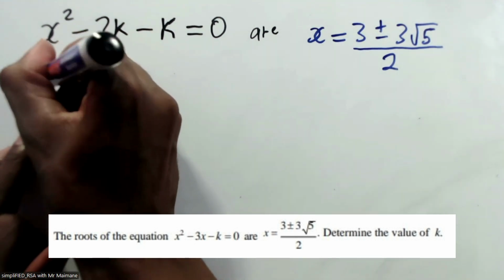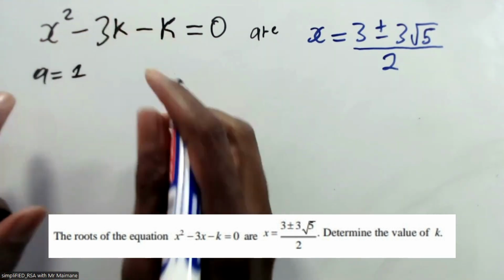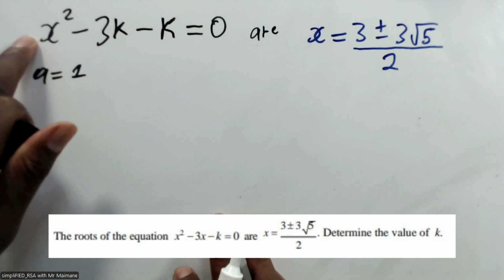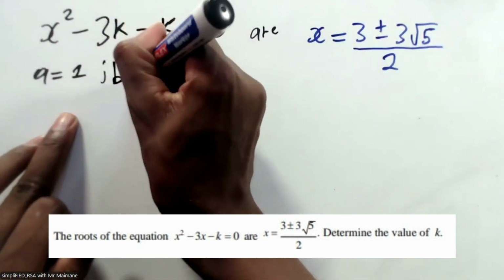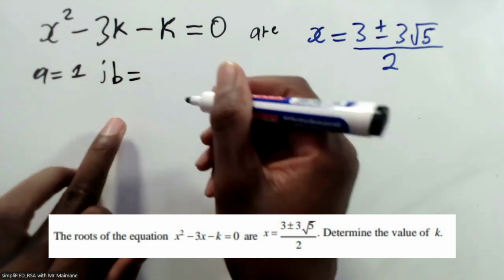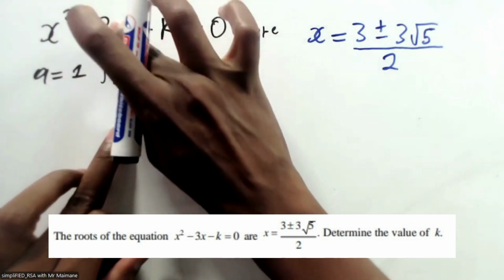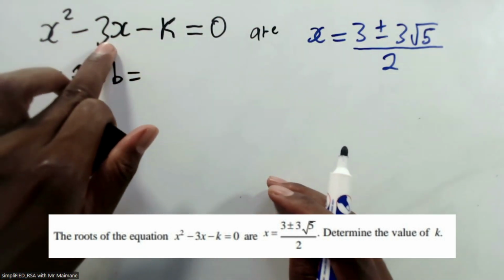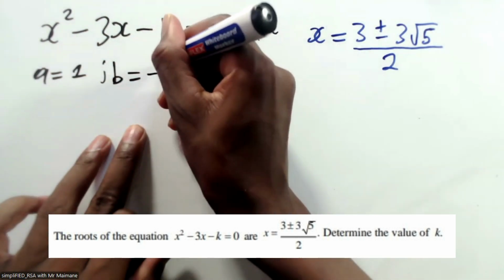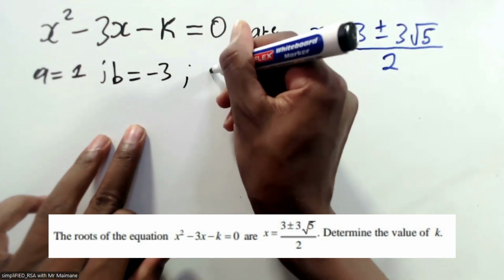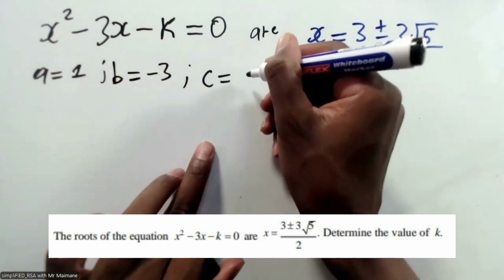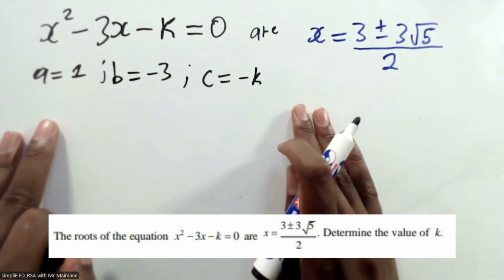Here, the value of a is going to be 1, because a is the coefficient of x squared, the number attached to x squared. And then my b will be minus 3. Oh no, I made a mistake here. It should be x, according to what we are given. So b is minus 3. Therefore, c is minus k, right? c is minus k.